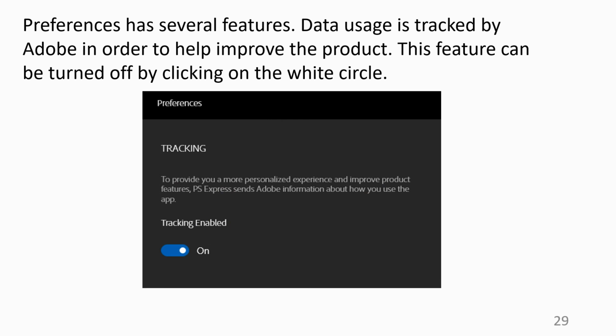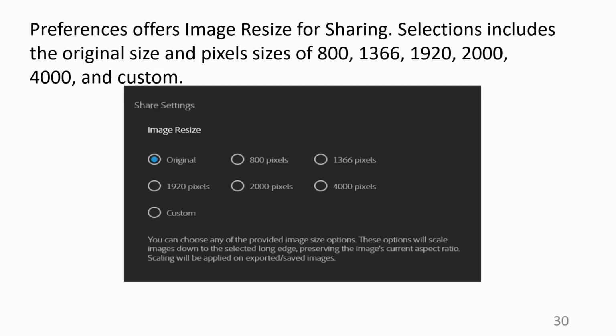Preferences has several features. Data usage is tracked by Adobe in order to help improve the product. This feature can be turned off by clicking on the white circle. Preferences offers image resize for sharing. Selections includes the original size and pixel sizes of 800, 1366, 1920, 2000, 4000, and custom.